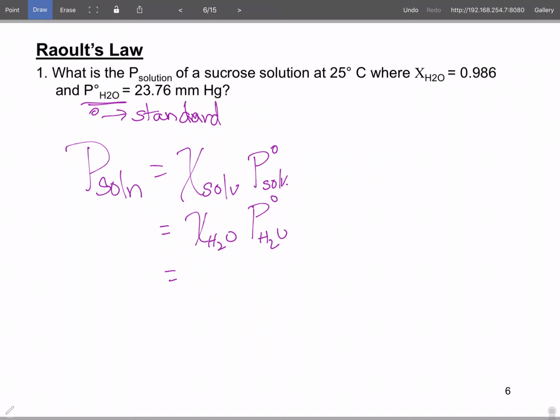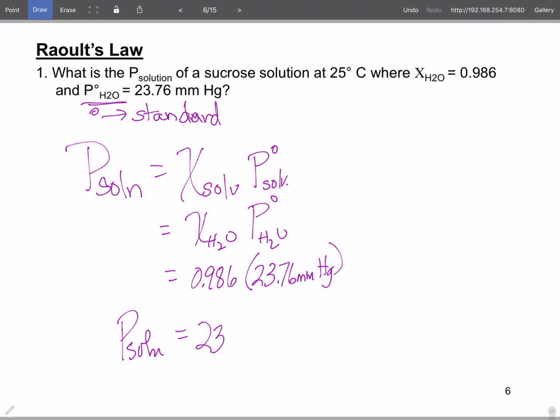So if we look at it, we're given 0.986, and the water is 23.76 millimeters of mercury. That means that we get a whopping 23.42736 millimeters of mercury.